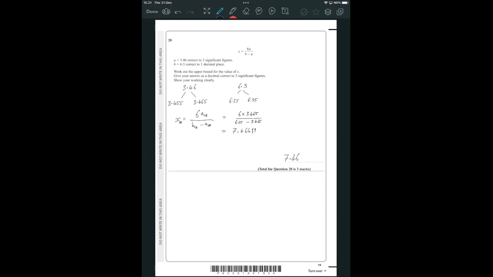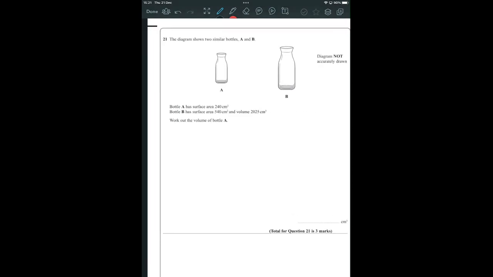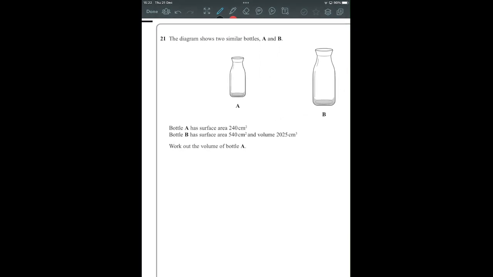Question 20 is done. Question 21, another similarity question. Bottle A has surface area, bottle B has surface area and volume. So this is going to be that mix between the different scale factors. The area scale factor is what we have enough information for. Big divided by small. The area scale factor is 9/4.